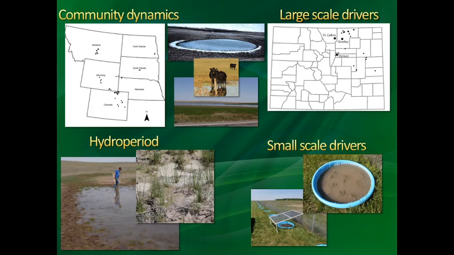So this work is coming basically from a bigger study where I looked at the community dynamics over a large spatial scale. The study that I'm talking about today is really concentrated in the northeastern corner of Colorado, on a smaller spatial scale, and I looked at the large scale drivers of what's happening in the food web. And then there were two other portions of the study, but I'm not going to talk about those today.